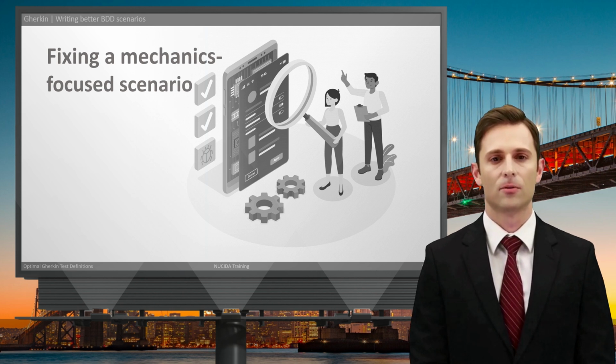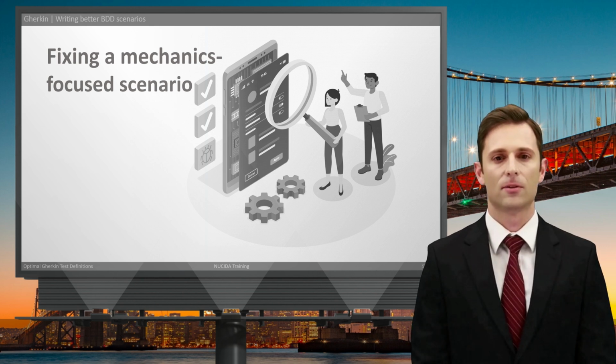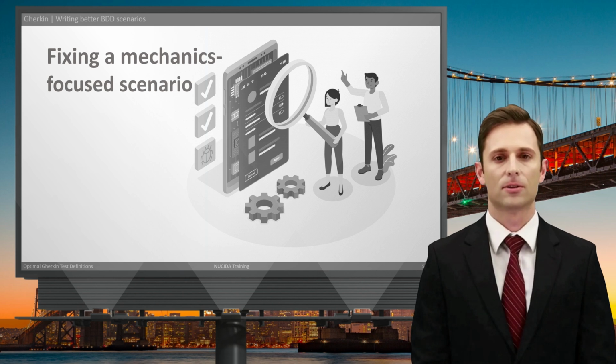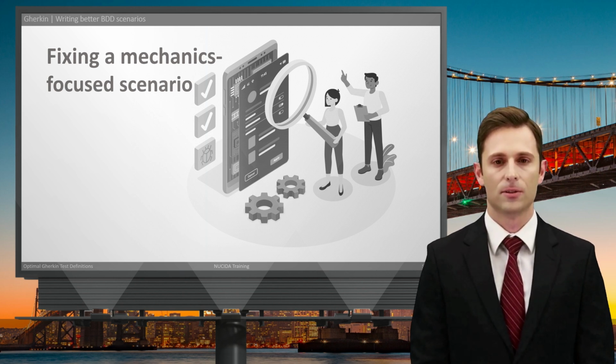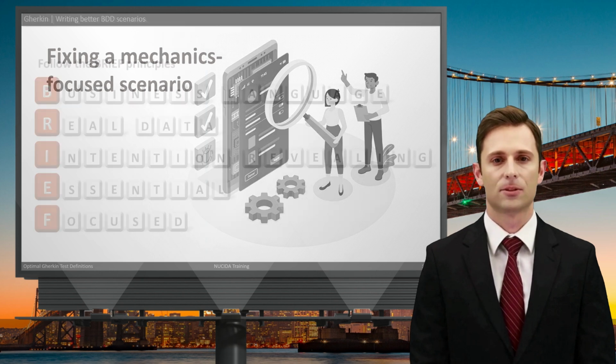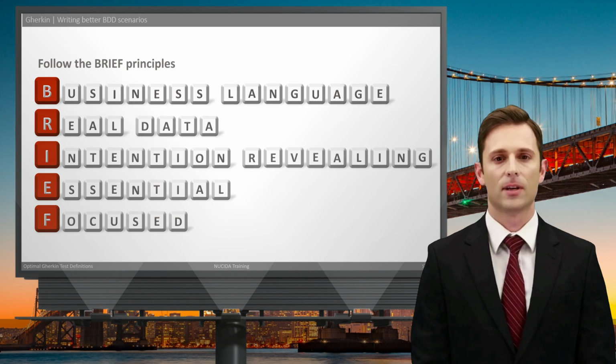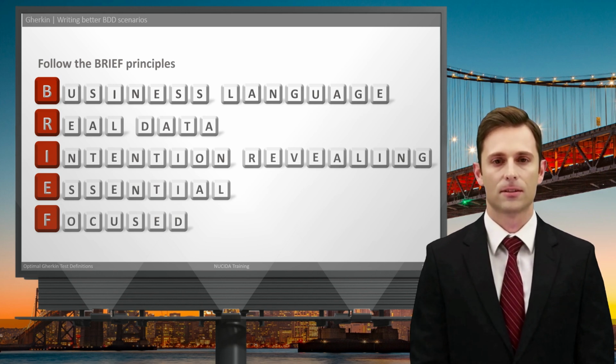When I do the fix, I will use these principles that I have already highlighted. We call them BRIEF principles, because the initial letters of the first 5 principles make up the word BRIEF, which is also an important principle. So that's the 6th one. However, what are these 5 principles? They are called business language, real data, intention revealing, essential, and focused. Now, I will try to use these principles to fix my ugly scenario, and you will see how you can use these principles in practice. Let's start with the first one.